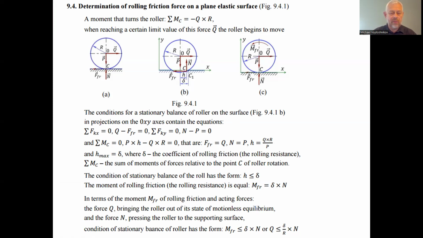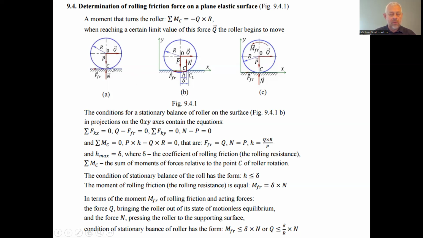If we have, for example, a roll on an elastic surface, when we roll this mechanical body, this roll, when we move, this roll will experience the resistance to the rolling, and the subject is how to find the moment of the rolling turn. So let's consider the roll shown in figure 9.4a.